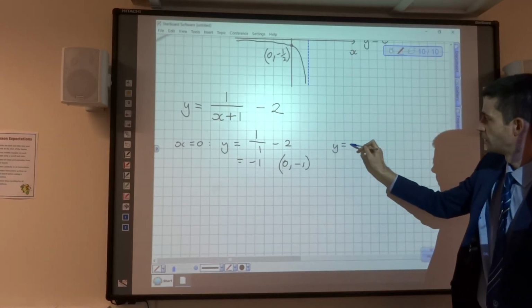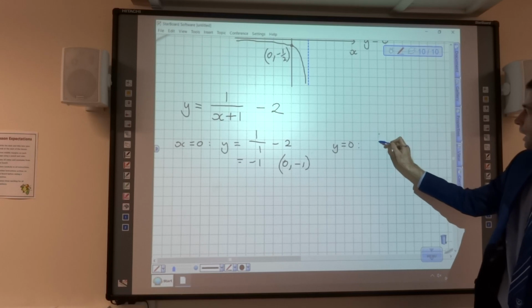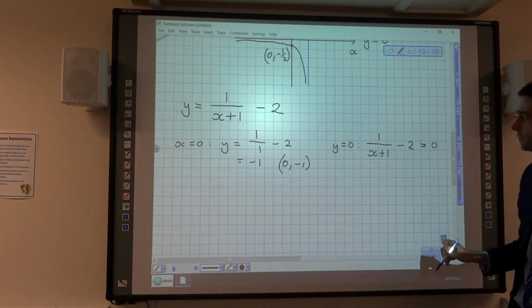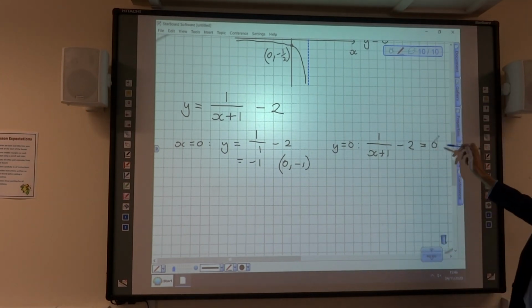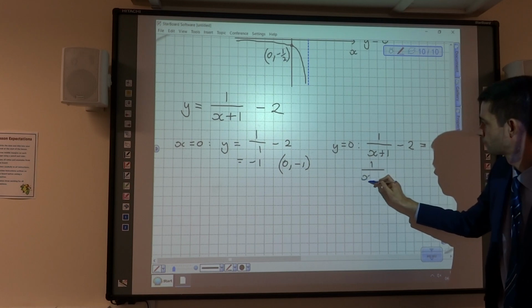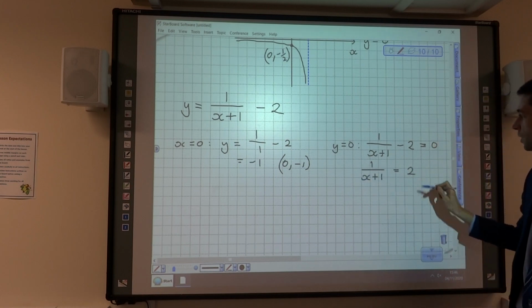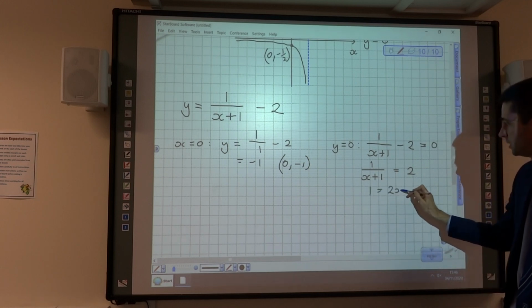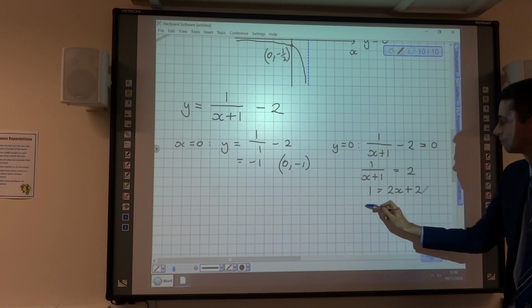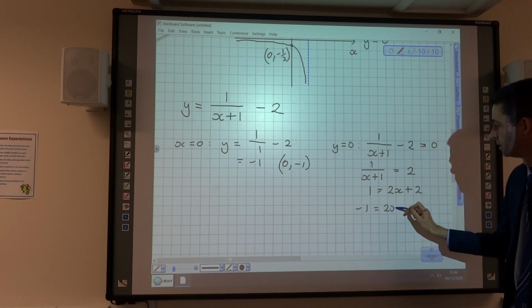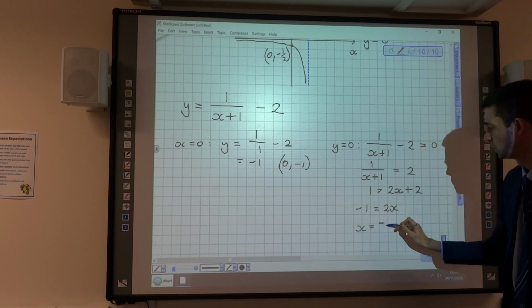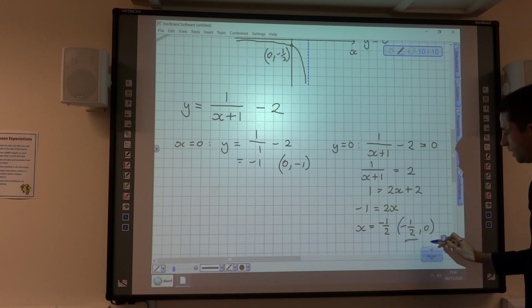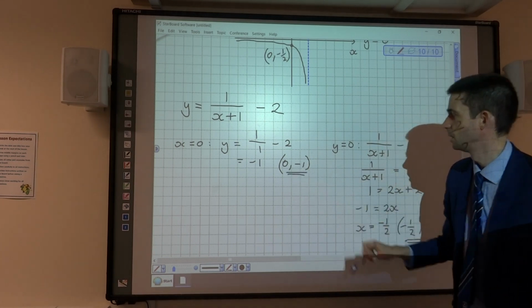If I make y equal 0 to find my x-intercept, I will be saying that 1 over x plus 1 minus 2 equals 0. Now I can solve this equation because I can add over the 2 to give me 1 over x plus 1 equals 2. I can multiply up by x plus 1 to give me 2x plus 2. And then subtracting the 1 and dividing by 2, x equals negative a half, which means I have an x-intercept of negative a half, 0. So it's just clearly stating where it's going.